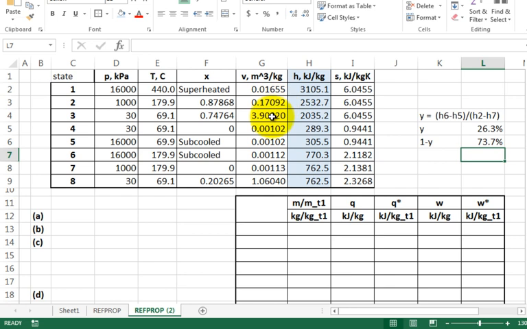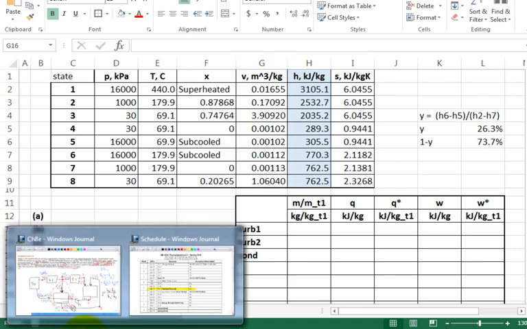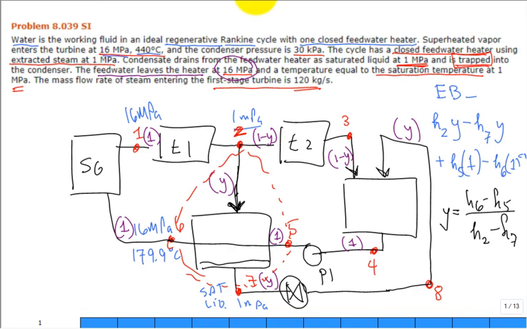Now that I have all my properties, I could come over here and, for each component, let's do it. Turbine 1, turbine 2. Then after the second turbine, I'll go to the condenser. Now the condenser is a little tricky, so let's go back to our illustration. I'm going to break the condenser, that's why I wrote it like this, as if there are 2 condensers. One handling this stream and one handling this stream.